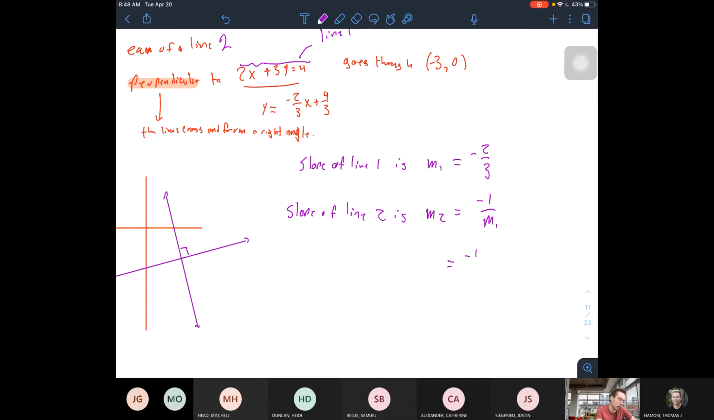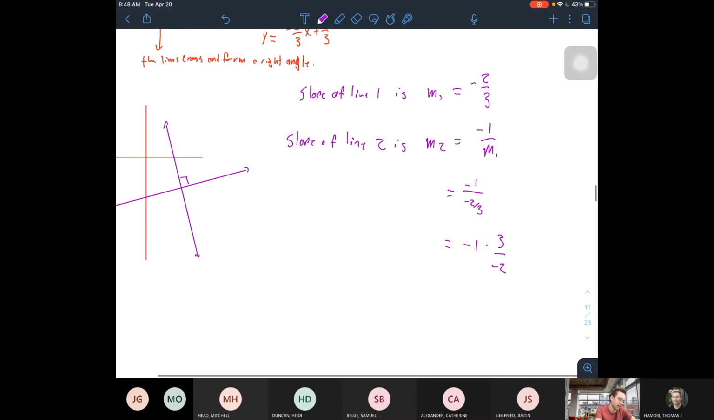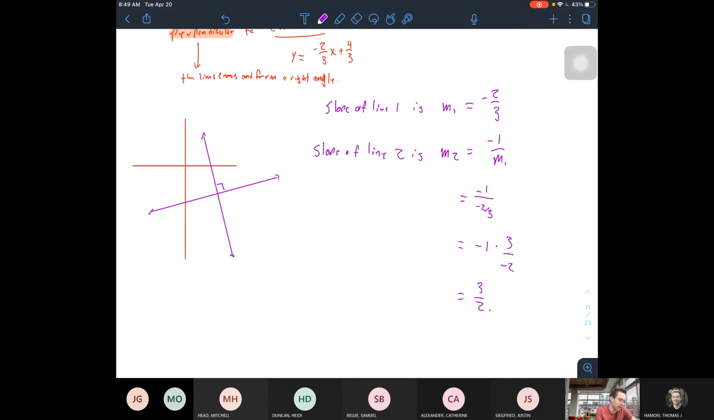So all we have to do is plug in. We get -1 divided by -2/3. Dividing by a fraction is the same as multiplying by the reciprocal, so we get -1 times 3 over -2. The negatives cancel, and we wind up with just 3/2. So the slope of line 2 should be 3/2.